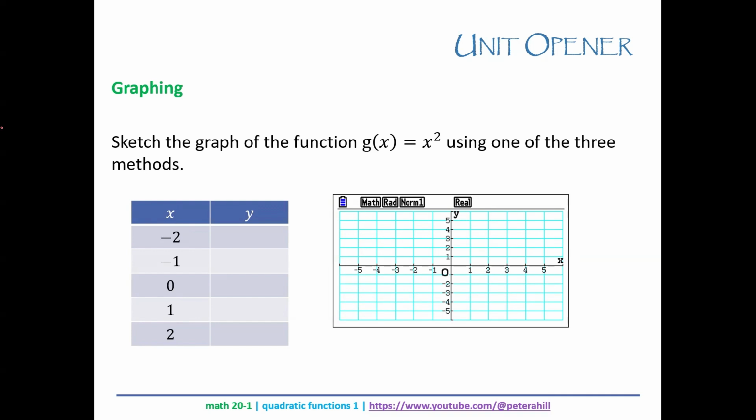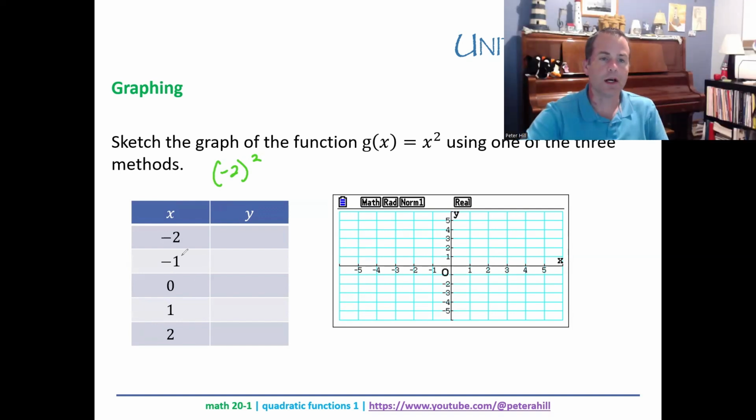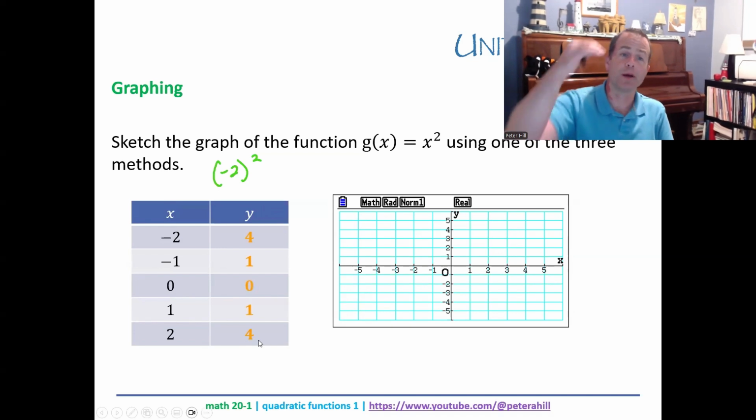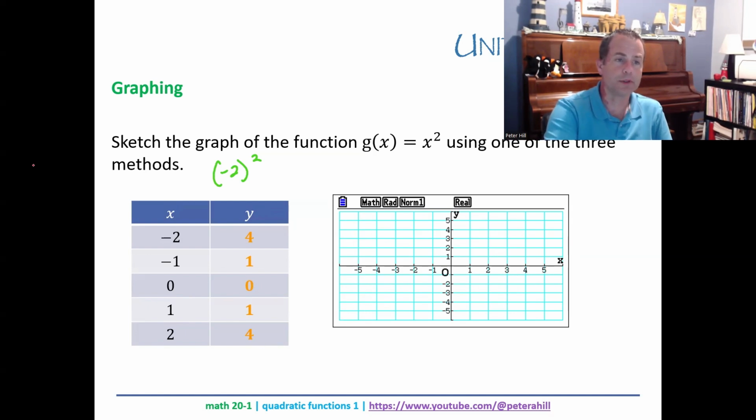Just remember, if you're throwing that in your calculator, -2 squared would have to be written with brackets, right? Because it's -2 times -2. So I would have 4, 1, 0, 1, 4. Now, right away, I know this isn't linear anymore because I can see my y values change direction. My y values were going down and then they turned and went up. Okay, so I'm going to plot those and see what happens.